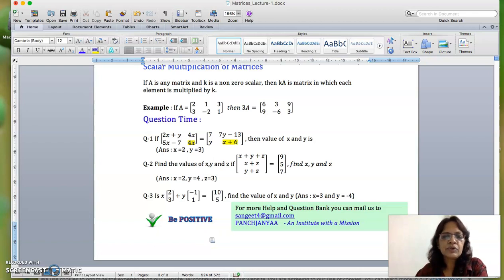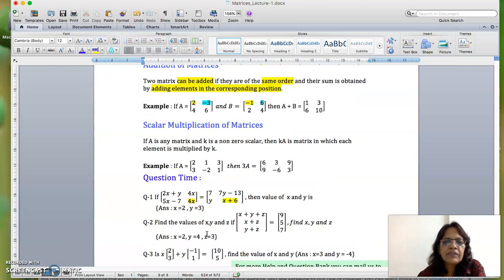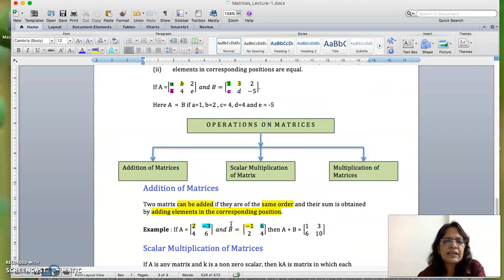Each one of you is welcome, and please don't panic for your exam, be positive. Build your concepts, they should be very strong. Mathematics is not a rote learning subject, you have to build your concepts so they are clear, and everything is in terms of whatever we are studying, nothing beyond that. Addition of matrices, scalar multiplication, multiplication, the rules will be followed there.